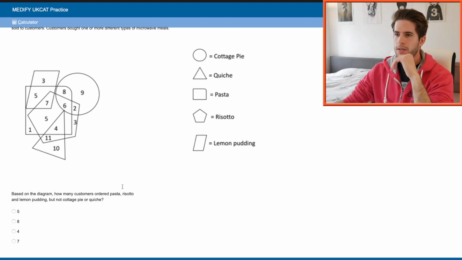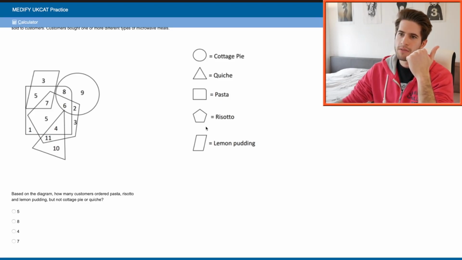How many ordered pasta? Pasta is this strange shape here. Oh, it's the big one. Fine. Pasta and risotto. So it's everything in here. Pasta and risotto and lemon pudding. So lemon pudding is that shape there, which is only here. Okay, nice. We're down to 7.